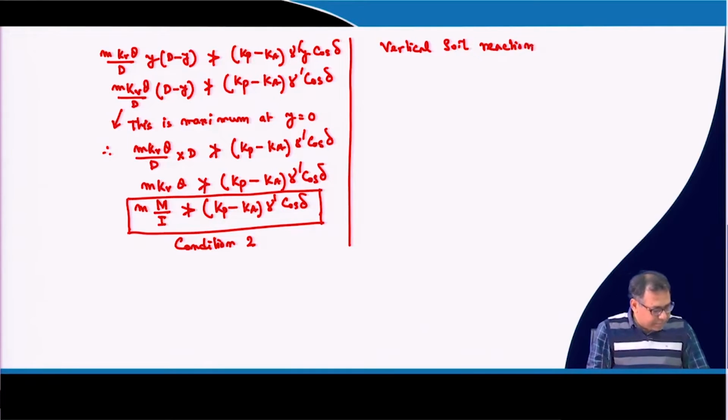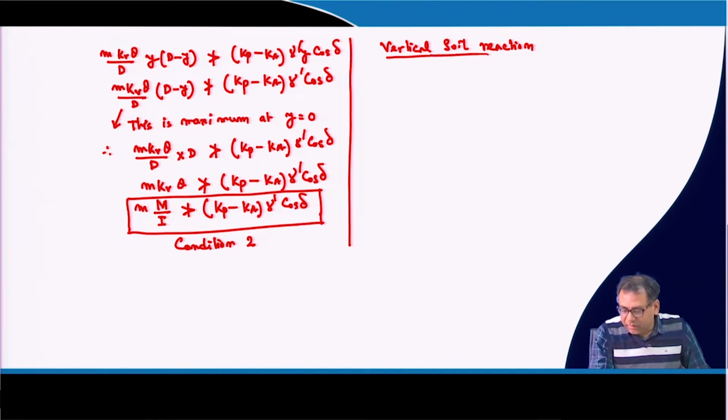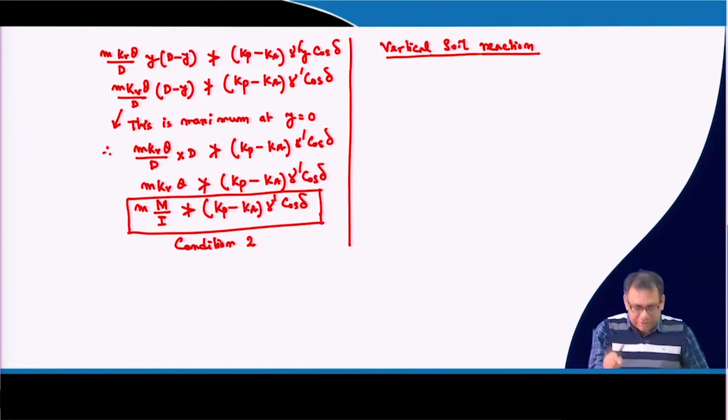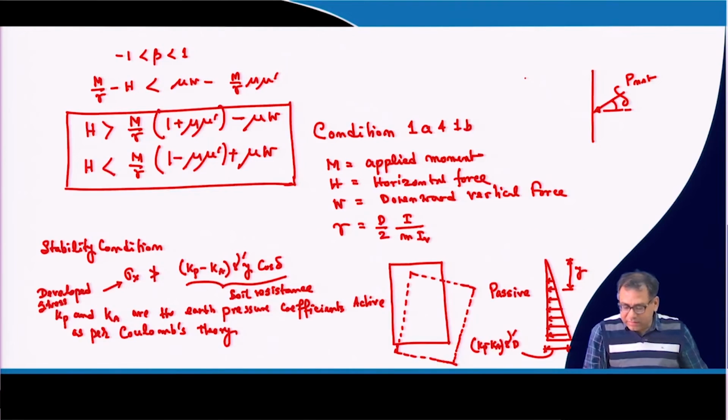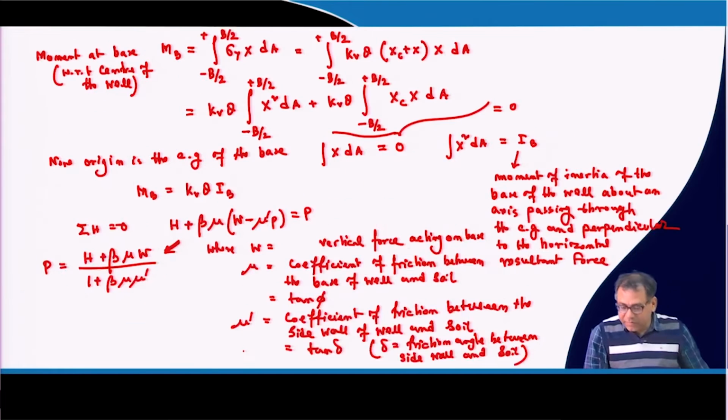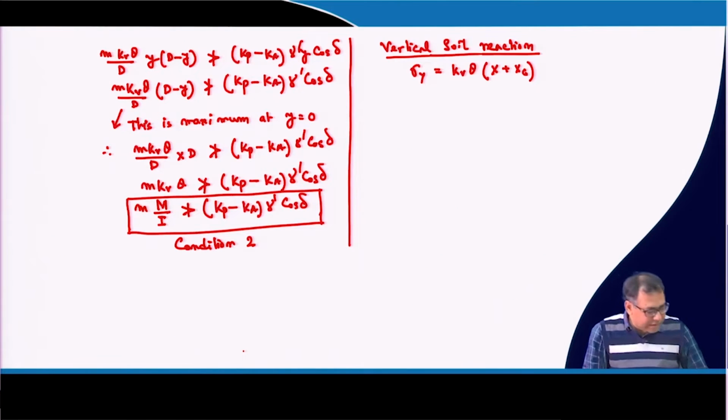So, that means the stress which is developed at the base, that we also have to check. Now how will we check that? The vertical stress at any point, sigma y, is equal to Kv theta into x plus xc. So, this is the vertical stress at any point.